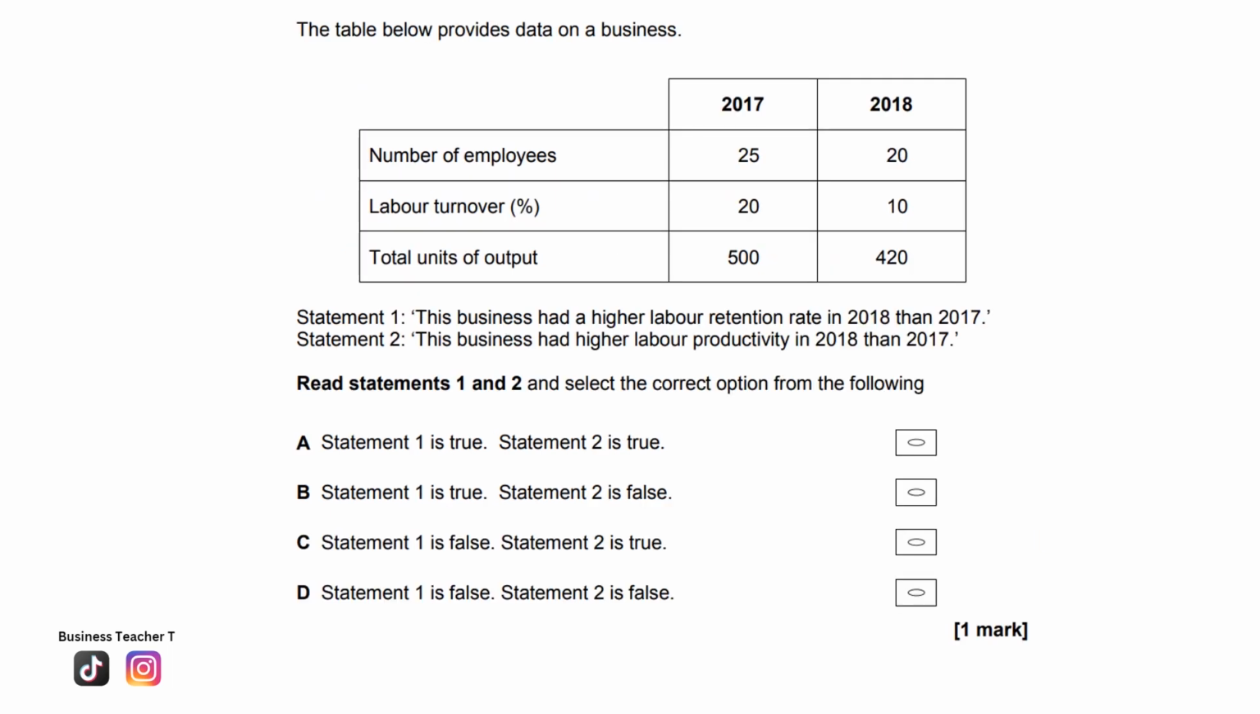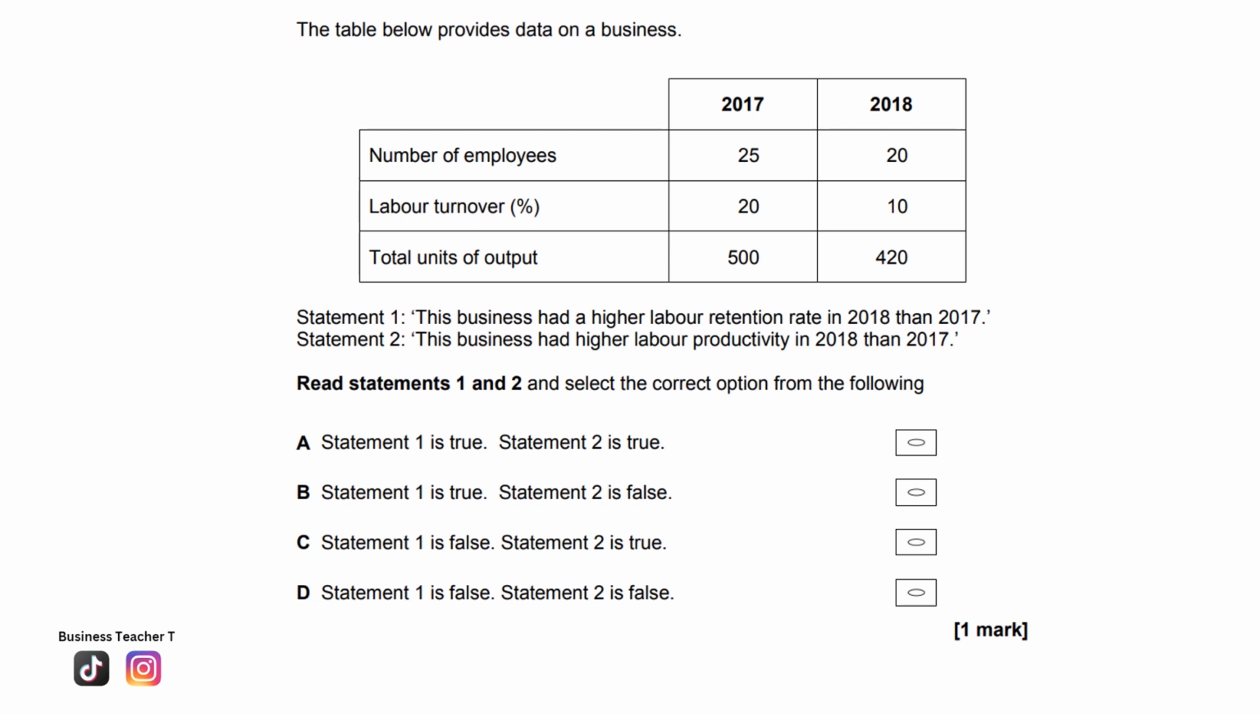The table below provides data on a business. So do have a look at that data in the table. Statement 1. This business had a higher labour retention rate in 2018 than 2017. Statement 2. This business had higher labour productivity in 2018 than 2017. Read statements 1 and 2 and select the correct option from the following.